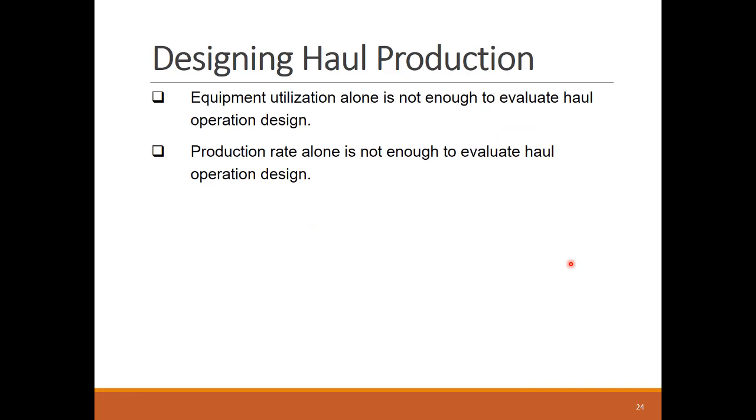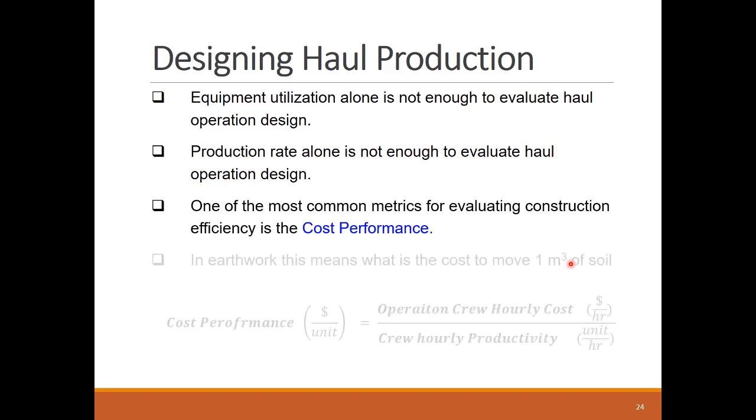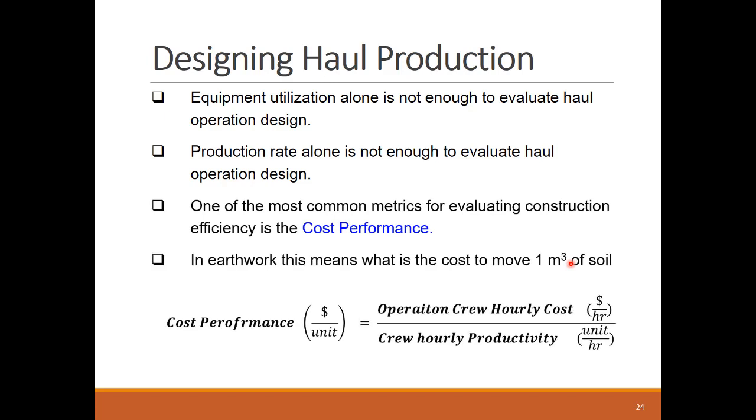So far we focus on productivity and the equipment utilization as the main metrics in comparing the different whole crew designs. I mean here by the whole crew design is the composition of the loading equipment and the hauling equipment. However, the true metric that should be considered is the cost, as it determines the competitiveness of the contractor, especially in hard bid projects. Cost performance here is basically the unit cost, which is calculated by dividing the operation crew hourly cost over the crew hourly productivity.